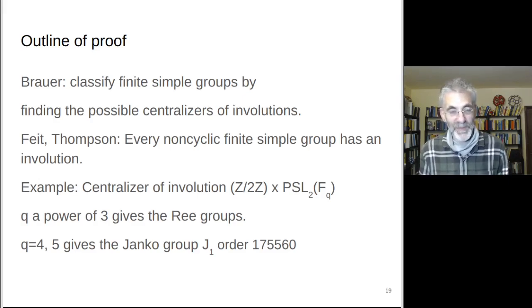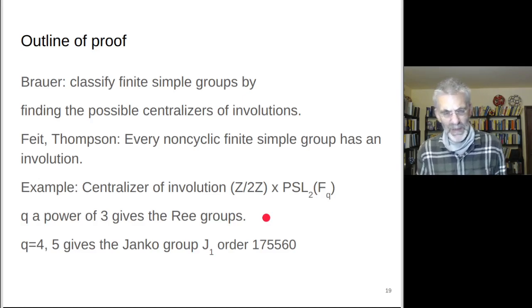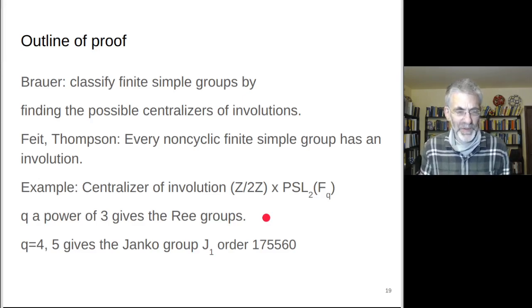So Brauer's idea was that you should first find all possible centralisers of involutions, and then for each of those, find the finite simple group with those centralisers. For example, suppose you take the centraliser of an involution to be a group of order 2 times one of these groups, PSL2, that I mentioned earlier. And then you get two possibilities. First of all, if q is a power of 3, it gives something called a Ree group, which is one of the infinite families of groups, a particularly difficult infinite family, which caused severe problems in its classification.